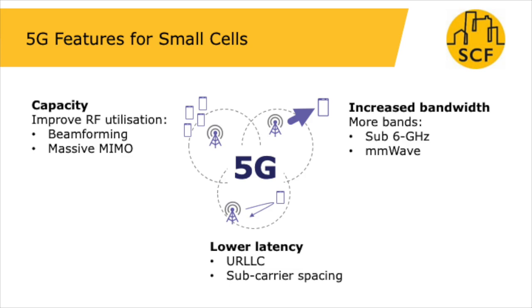Then we have increased bandwidth. So we're going to have more bands. We've got sub-6 gigahertz, with the reuse of bands and new bands down there. And then we have millimeter wave, which is inherently a small cell. There are certain PHY features that are specific to sub-6 gigahertz or millimeter wave, but we don't want different APIs for each, so we need to make sure that it's all in one common API.